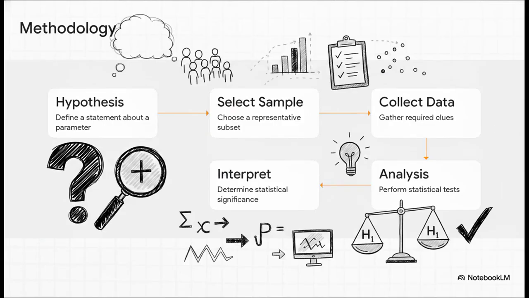So how do we actually do this? Well, this 5-step process right here is the exact methodology we use to go from a simple guess to a rock-solid statistically backed conclusion. First up, we define a hypothesis. That's our initial theory. Then we select our unbiased sample and we collect the data. Next, we run our statistical analysis, and finally, we interpret the results to see if our initial theory actually holds water. It's a rigorous, highly structured path to the truth.